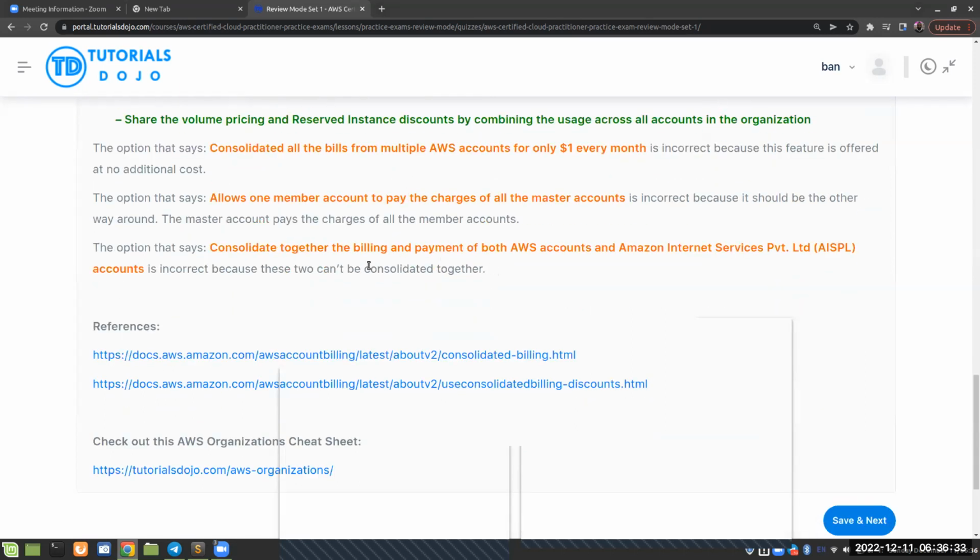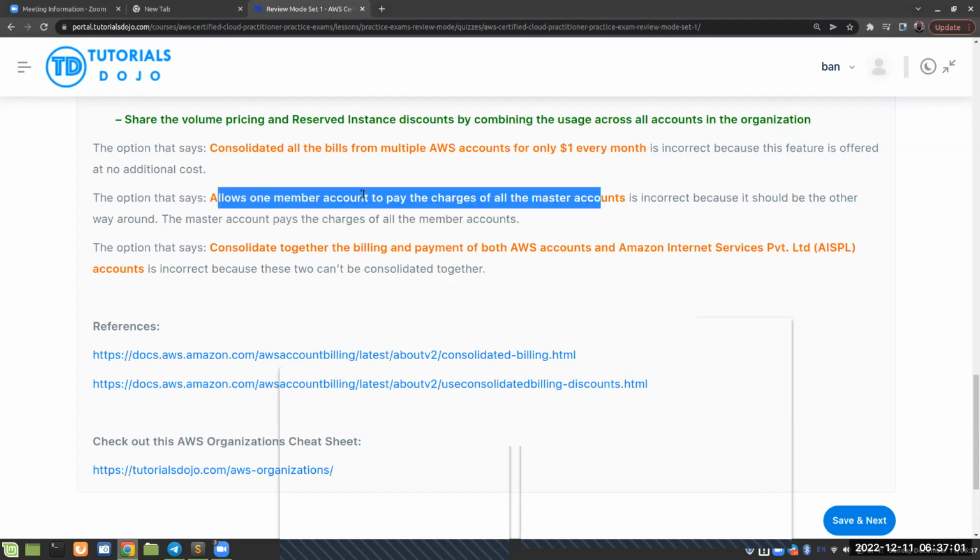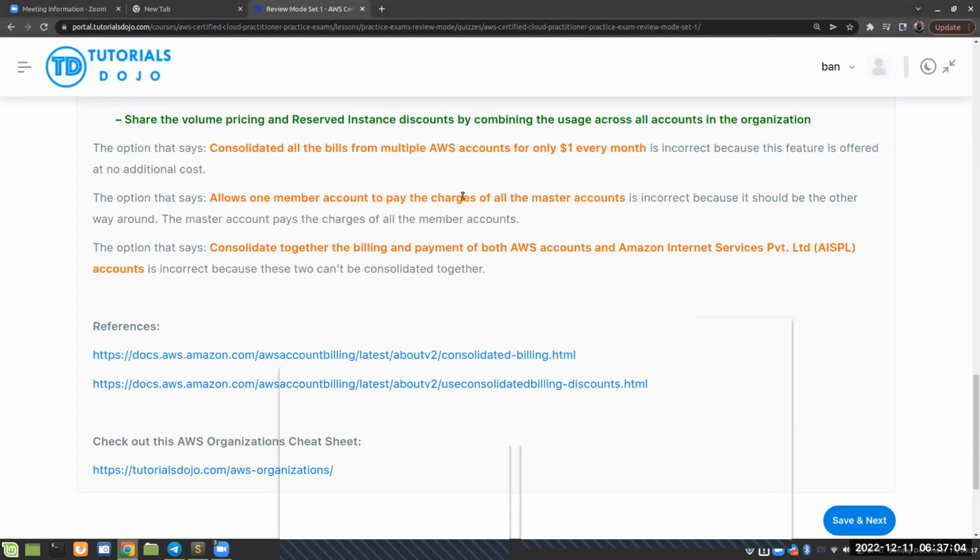And this is the reason why the others are wrong. This one is incorrect because these two can't be consolidated together. So payment of both AWS account and Amazon Internet Service account, you don't consolidate that. Allows one member account to pay the charges of all master accounts. It should be the other way around. The master account pays charges for all member accounts. So this has been flipped. It should not be the member account paying for master accounts. It should be a master account paying for member accounts.